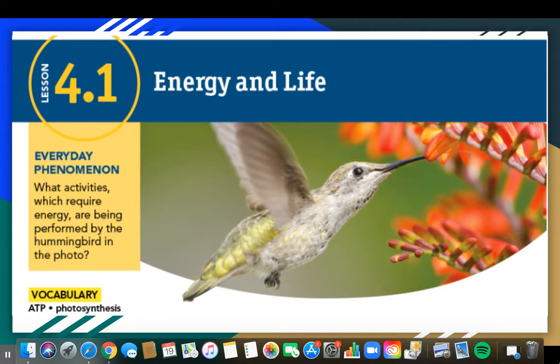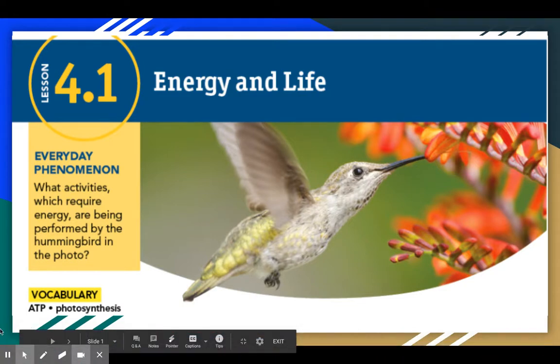To start off, let's think about this hummingbird here in the picture. What activities are being performed by this hummingbird that require energy? So what is this hummingbird doing that requires energy? Well, you might think to yourself, it's flying for one thing. It takes lots of energy for an organism to be able to fly. Also, this organism is eating food. So it's flying and then it has to think and find food and has to eat it. All of that requires energy. Overall, anything that is alive and all of life processes and activities requires energy.